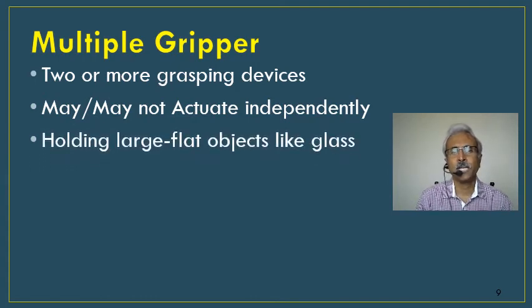Holding large flat objects like glass. So how do you lift an object which is relatively larger? If it's a small one, you handle it with one hand. If it's larger, handle it with two. And still larger and heavier ones, maybe two people are needed, which means four hands are needed, or three people means six hands. That is where your multiple gripper comes into the picture.